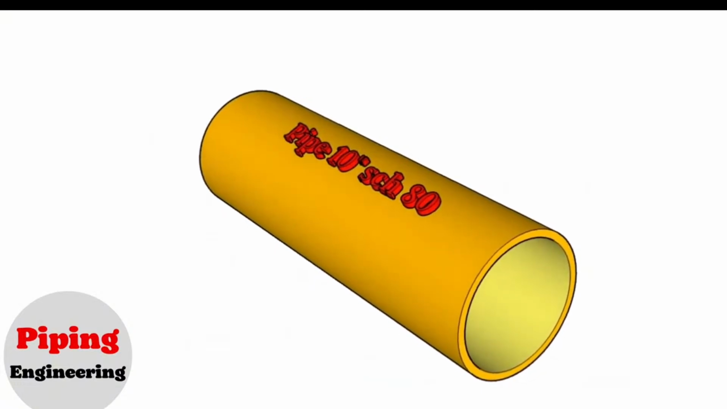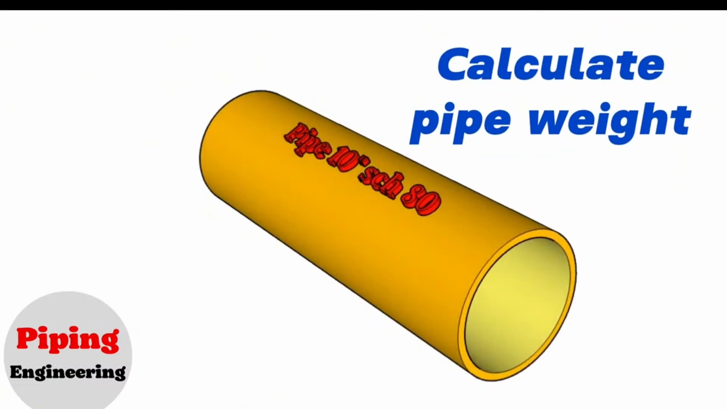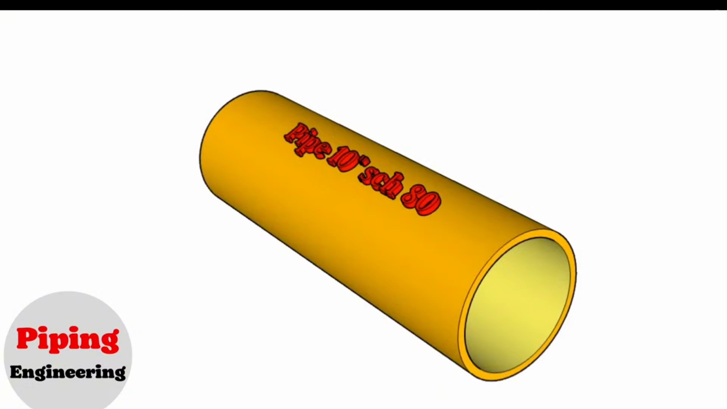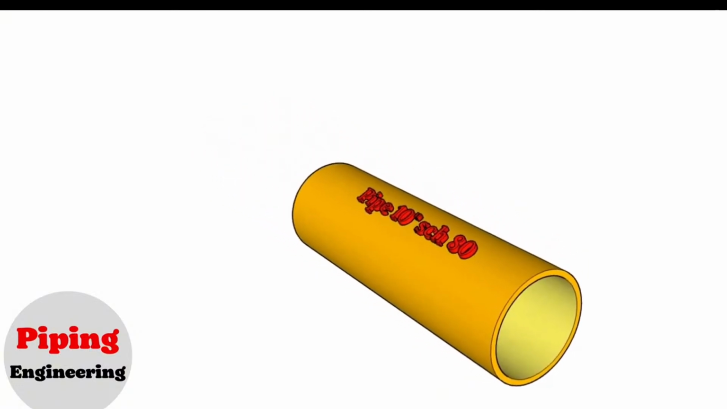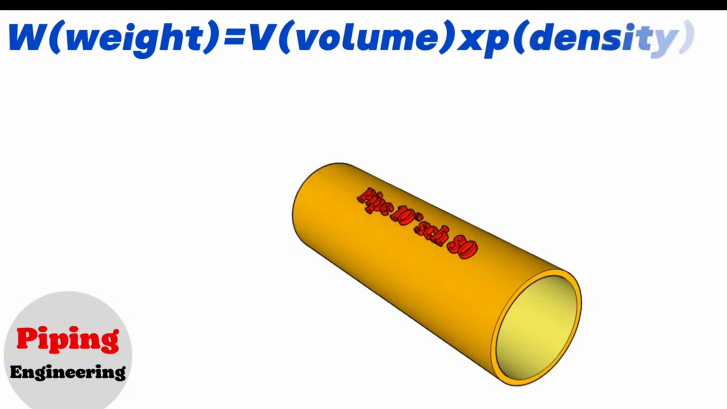In this video we will show you step by step how to calculate the weight of carbon steel pipes with an easy method. Let's start our education video. The formula for finding the weight of the pipe is as follows. Weight equals volume multiplied by the density of the material of the pipe.